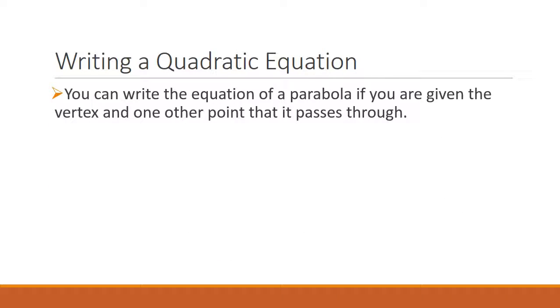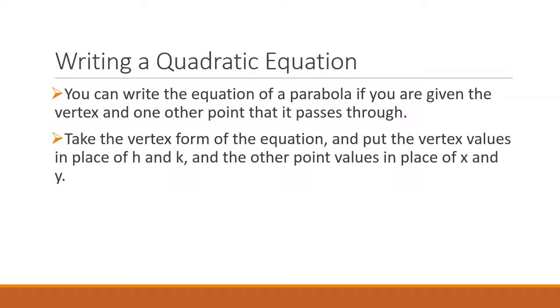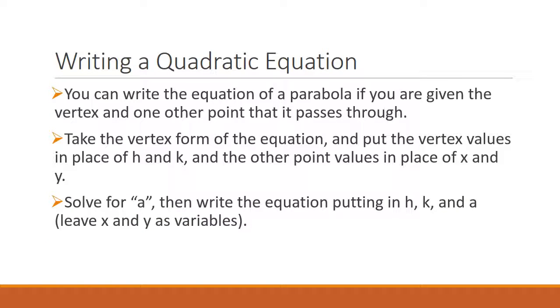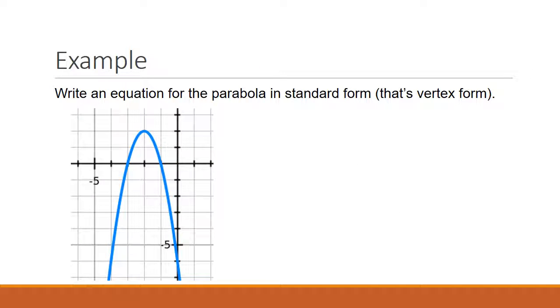You can write the equation of a parabola if you're given the vertex and one other point that it passes through. This is actually not that difficult. What you do is you take the vertex form of the equation, a times x minus h squared plus k. You'll put the vertex values in the place of h and k, and the other point they give you, you'll put in place of x and y, and then you're going to solve for a. And then once you know a, h, and k, write the equation.